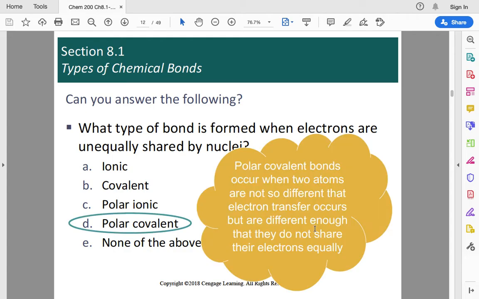Polar covalent bonds. So remember, we have ionic bonds, covalent bonds, and we're going to have polar covalent bonds. There's no such thing really as a polar ionic bond. It's understood that an ionic bond is inherently polar because there's a cation and an anion present.